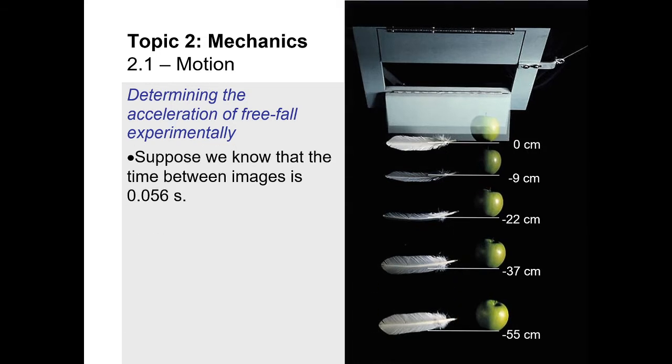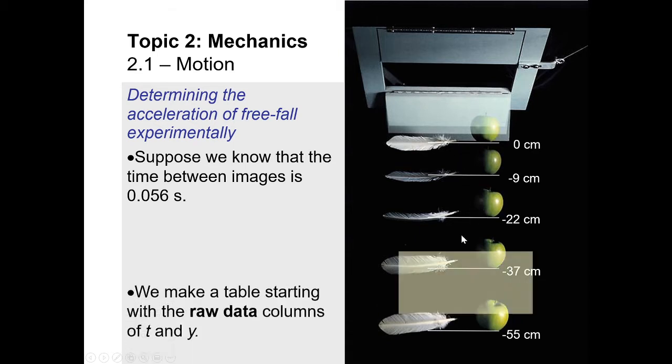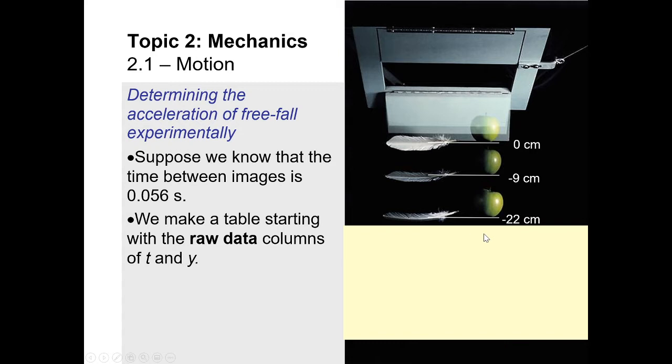Now, what I also know is that the time interval between each of these pictures is the same, and the time interval between each of these snapshots is 0.056 seconds. So what I'm going to do is put all of this data into a data table, so then I'll eventually be able to create a graph. Okay, so I'm going to have time in seconds, the y distance in centimeters. Okay, so the y distance, these are the numbers that were on our picture, 0, minus 9, minus 22, minus 37, minus 55.